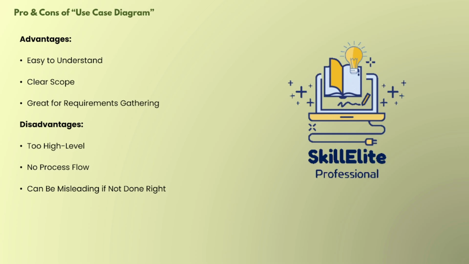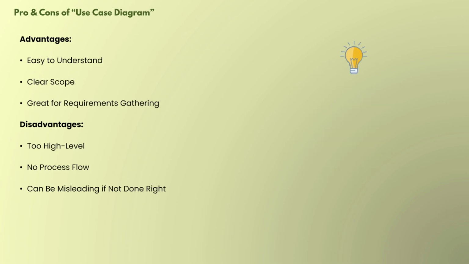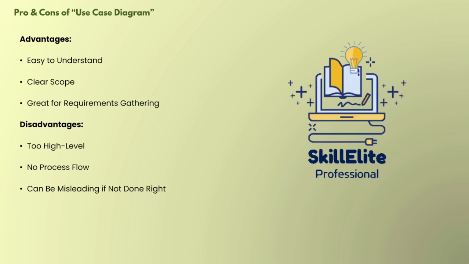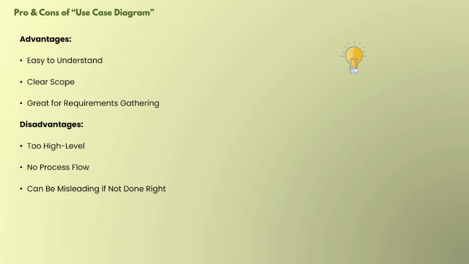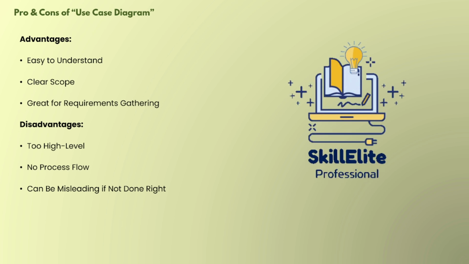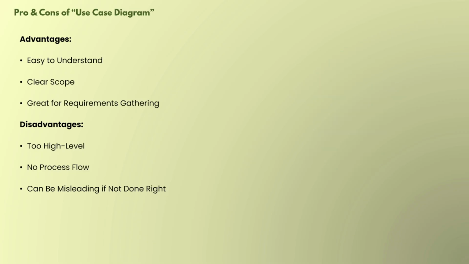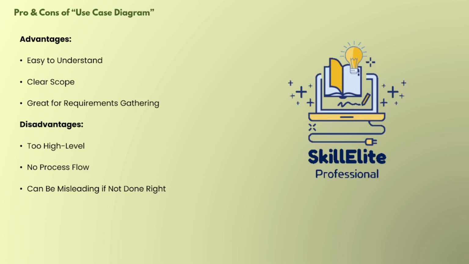And it has some disadvantages as well. Too high level: they don't show detailed system behavior or logic, so they may be too broad for developers. Means it is generally not that helpful for developers. No process flow: use case diagrams focus on what happens, not how it happens, so they miss the step by step workflow. We have already seen the flow chart, in which we can see a little bit of workflow and identify how it is working. But in the use case diagram, the workflow is missed.